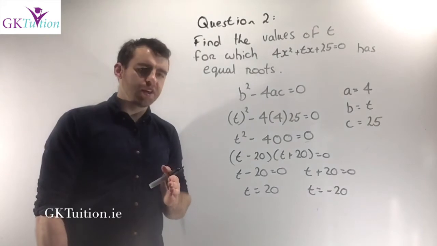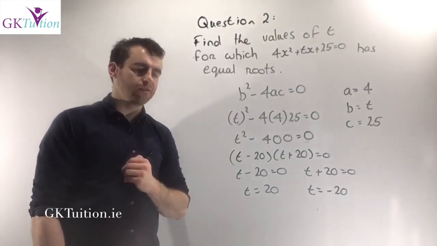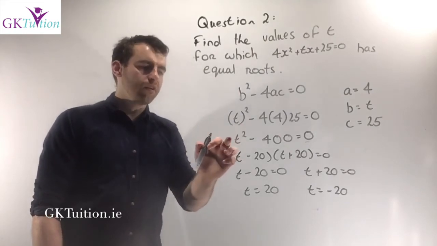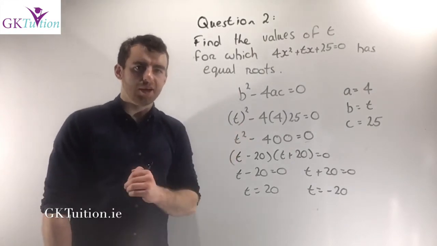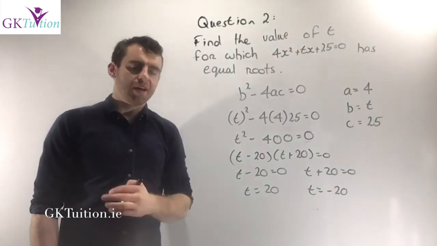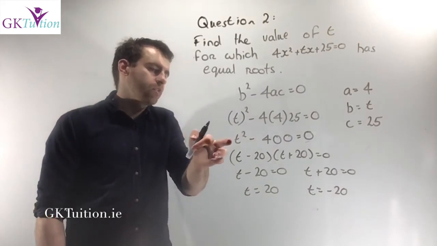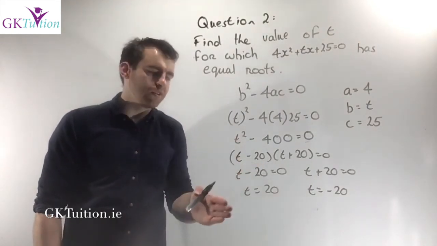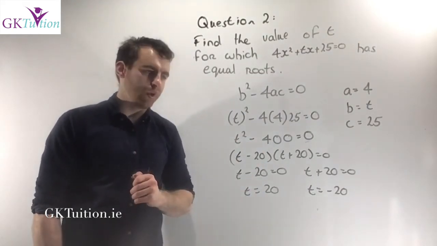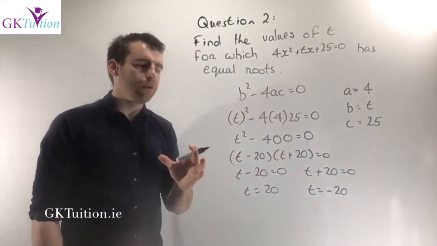Now, the question asked me to find values. It's a plural. You want to find 2 different values. Anytime you have a variable that is squared, there are 2 possible answers. If the question had said find the value of t and didn't ask you for values, then it would be acceptable. You could have just worked out one answer, you would have just ended up with t equals 20. However, if the question said values, you want 2 different answers.